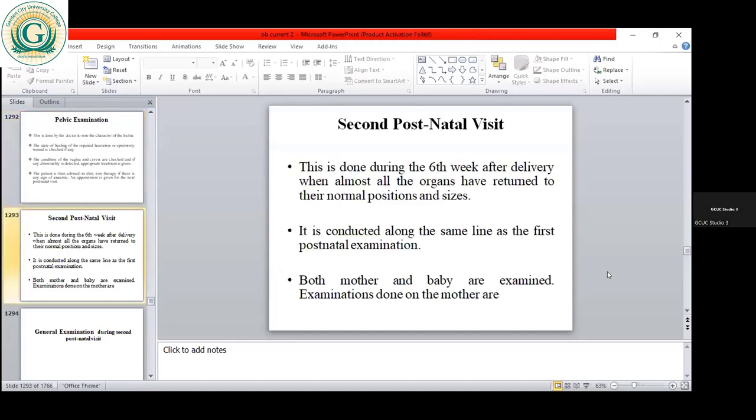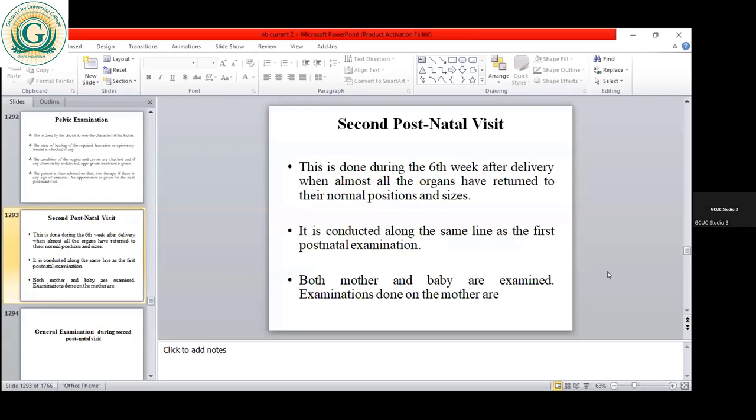The second postnatal visit is at 6 weeks after delivery, when you expect that all organs have returned to their normal positions and sizes. It is conducted along the same line as the first postnatal visit. What do you mean by that? Both mother and the baby are examined to see whether there's something wrong with them.